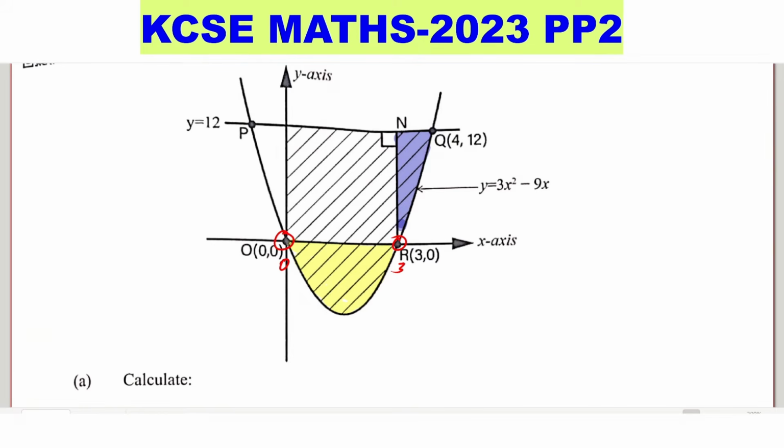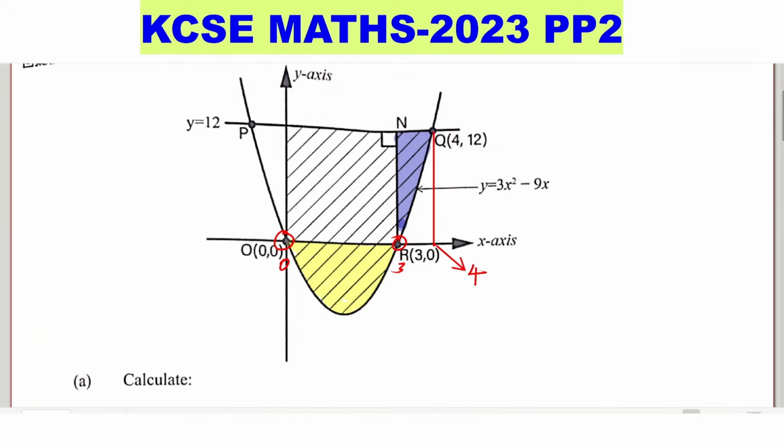So when you look at that area, you can see that it is possible to get that area if we draw another straight line. If we draw another straight line from that line there, and since the coordinates of Q are 4, 12, the x-coordinate of this point here will be 4.